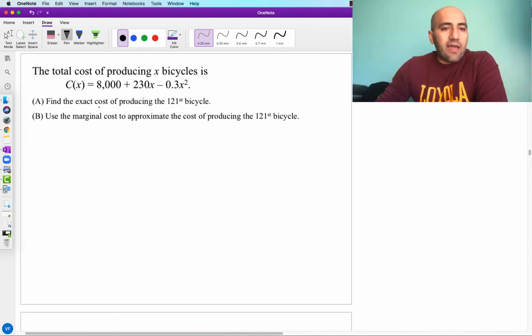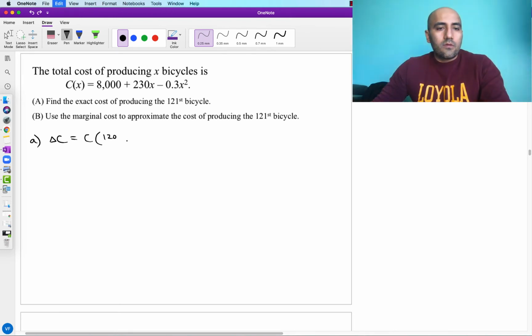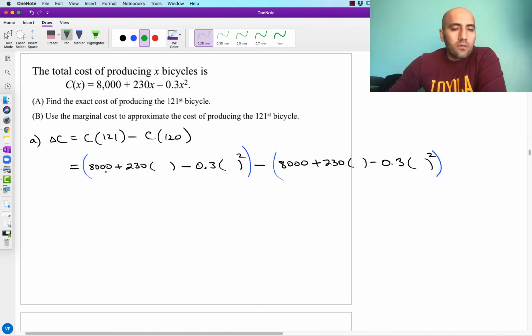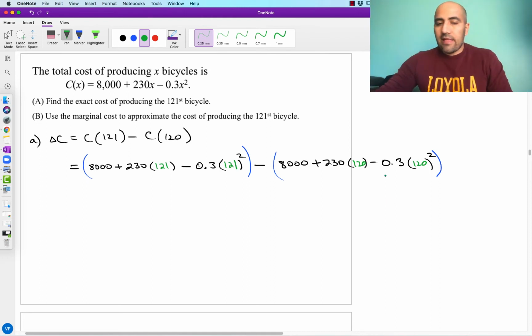Okay, so for part A, because they say find the exact cost, we need to find the delta C, the change in C, which is going to be equal to C of 121 minus C of 120. We want to go from 120 to 121. Following this little formula, this will be 8,000 plus 230 times 121 there. This will be 120 there. Okay, so now we just have to crunch that out and get a value.